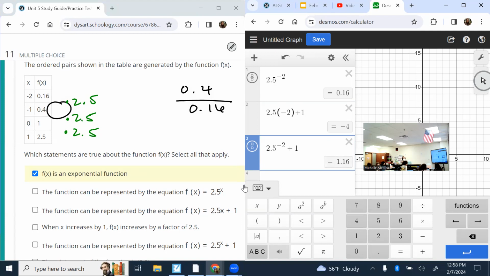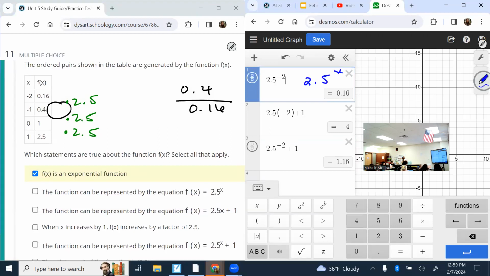Which one gives me the right answer? Would it be B, C, or E on my screen? Here, I'll write it next to it if that helps you. 2.5 to the x. This one, I plugged in 2.5 x plus 1. And 2.5 to the x and then plus 1. So which one gives me the y value that matches when I plug in -2?